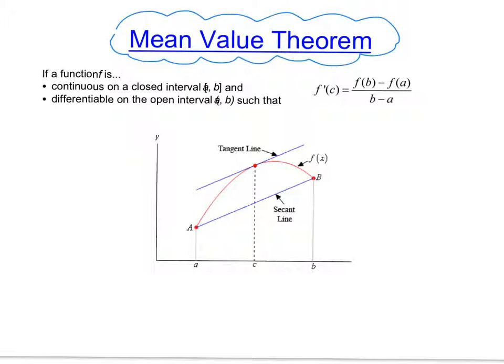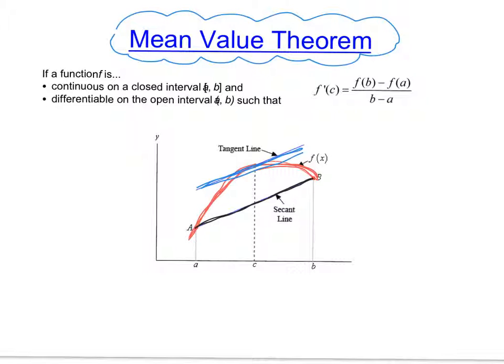What value exists? I'm so glad you asked, because here we have a curve, the function AB. Connecting the points A and B, we have a secant line. The mean value theorem guarantees that there will be a tangent line that has the same slope as the secant line. Here we have a representation of that tangent line, and that's basically what the mean value theorem says.